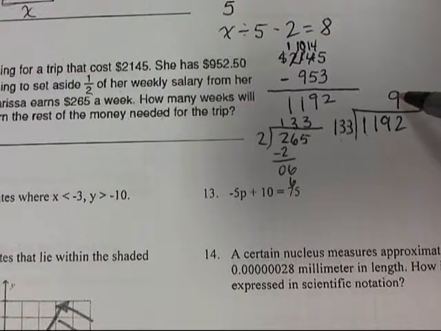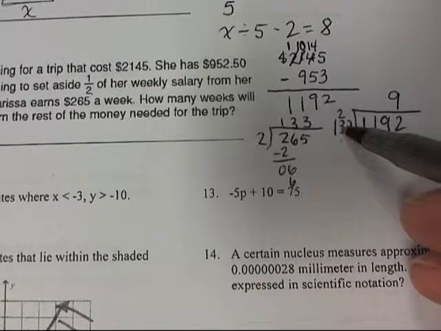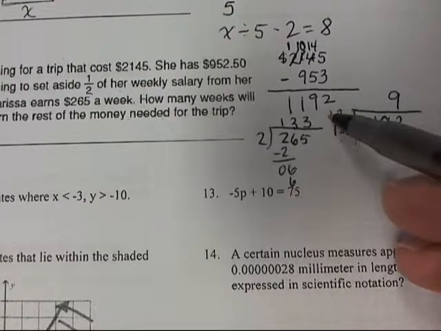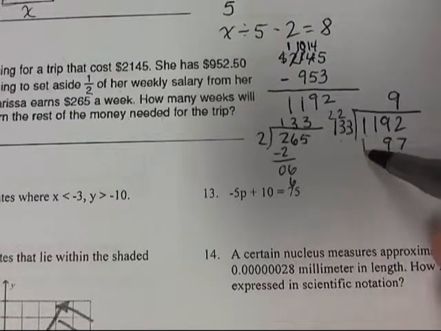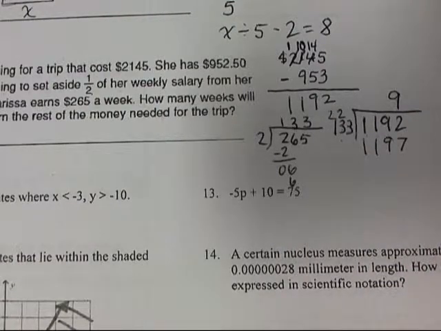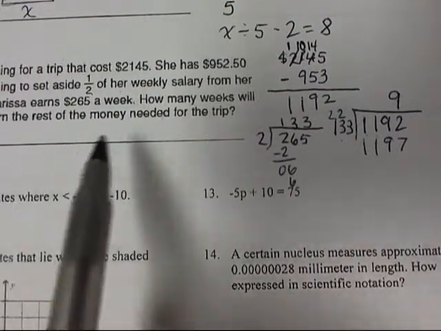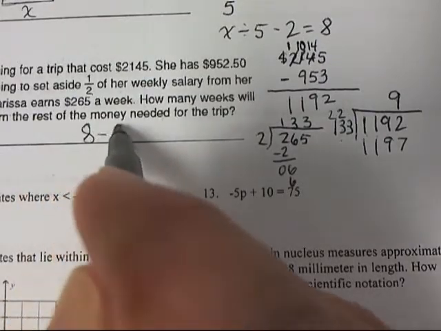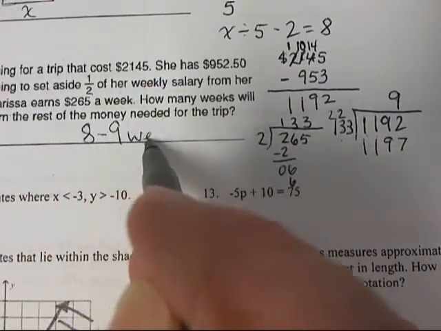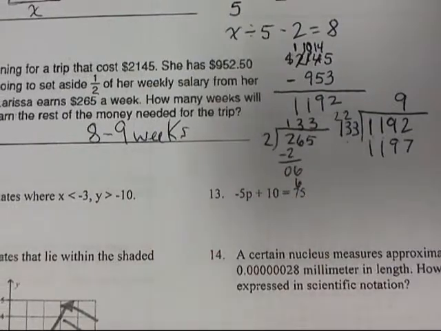Let's try 9. 9 times 3 is 27, plus a 2 gives us 29. 9 times 1 is 9, plus. So she'll need to save, and I know it's not exact, but she'll need to save for about, we'll say, 8 to 9 weeks. It's going to be more like 9 weeks.